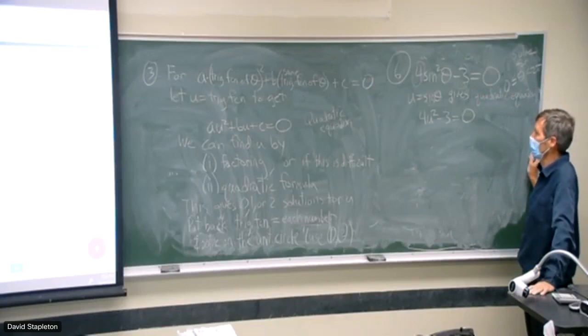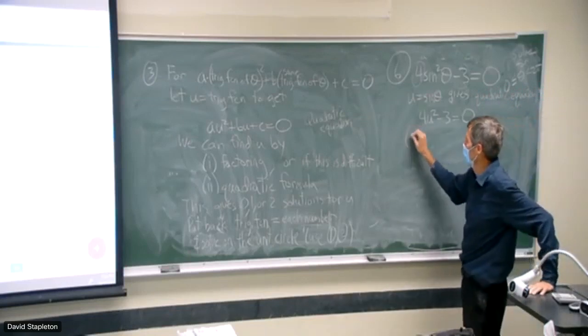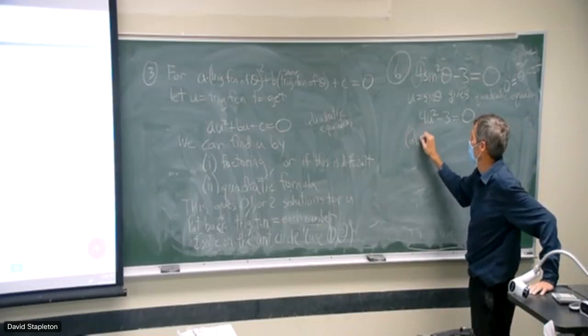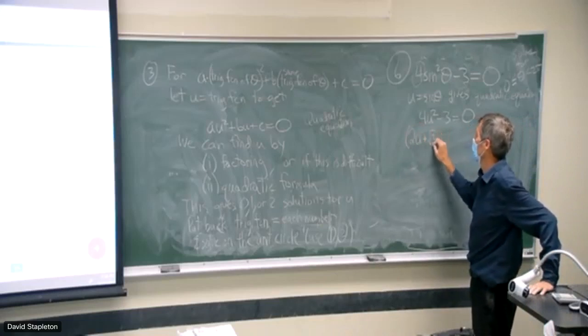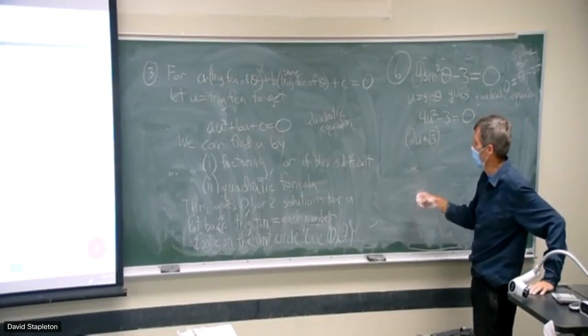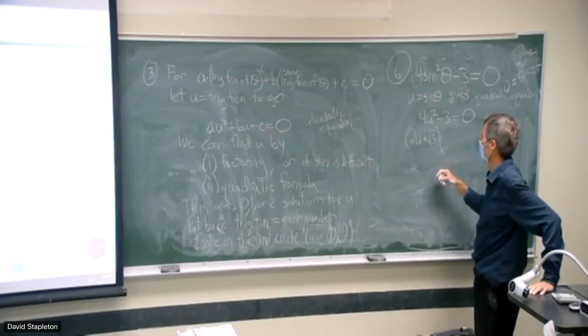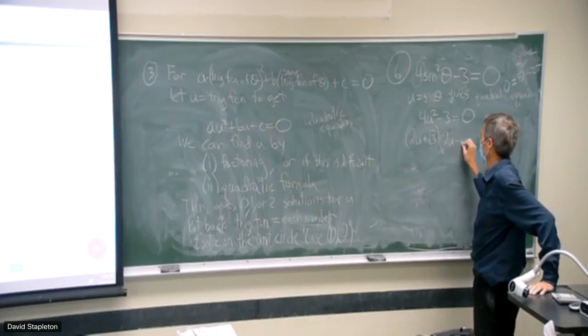Yeah, you could do it that way. I was going to say factor it like this. Your way's right too. 2u plus square root 3. The reason I do factoring is it's often faster. All right, so when you see it obviously, then you factor instead of using the quadratic formula. 2u minus square root 3.